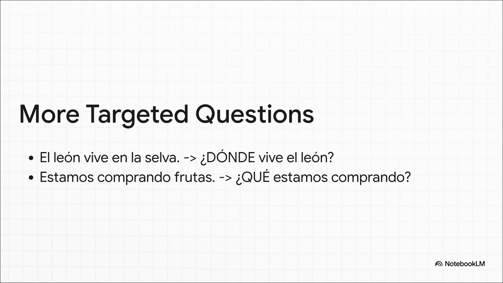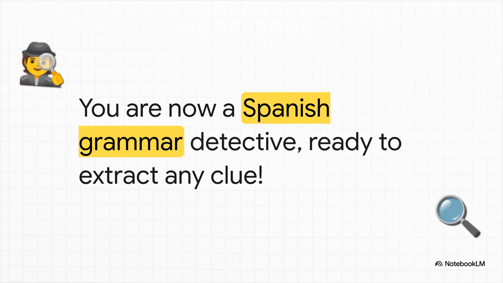Let's do a quick rapid-fire round with 2 more from the source. El león vive en la selva. The lion lives in the jungle. A jungle is a place, so ¿Dónde vive el león? Okay, next. Nosotros estamos comprando frutas para la fiesta. We are buying fruits for the party. Fruits are an object, a thing, right? So we ask, ¿Qué estamos comprando? What are we buying? Do you see how incredibly methodical this is?